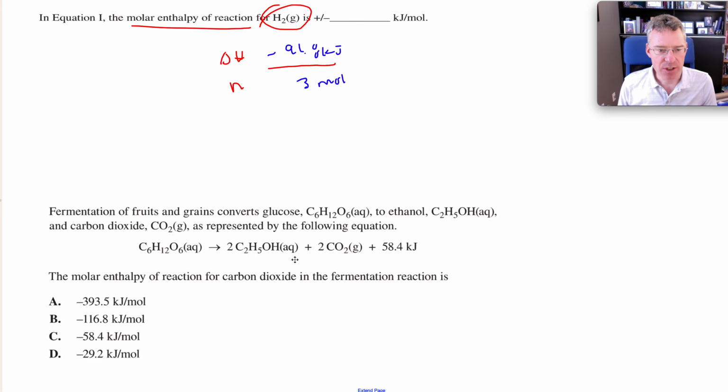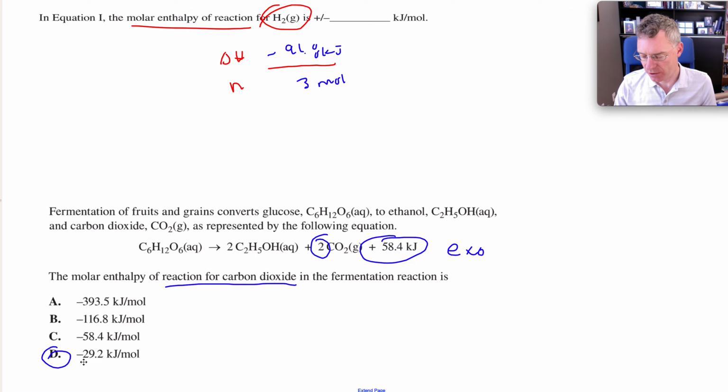You just have to pull the energy term out. What's the molar enthalpy of reaction for carbon dioxide? So we've got the energy. We just have to realize this is a product. It's exothermic, so this would have a negative molar enthalpy, which all our answers are, and we have to divide it by, let's see, carbon dioxide, so 2 moles. So it looks like it's going to be D. You often don't even need calculators for solving lots of these. So expect a pretty straightforward question: do you understand what molar enthalpy is, and can you pull it from some data?